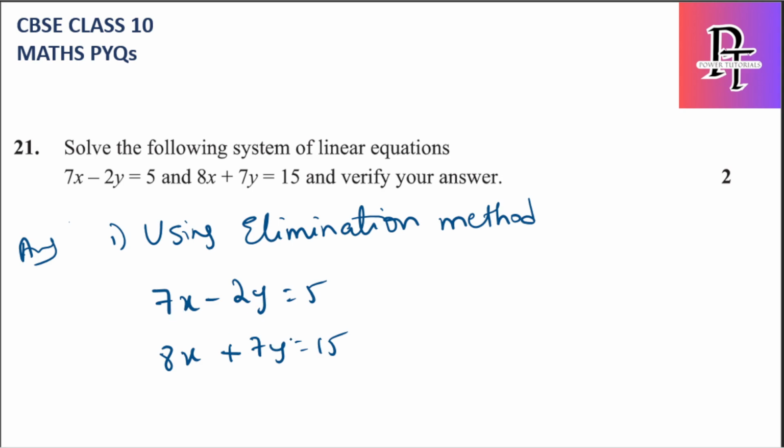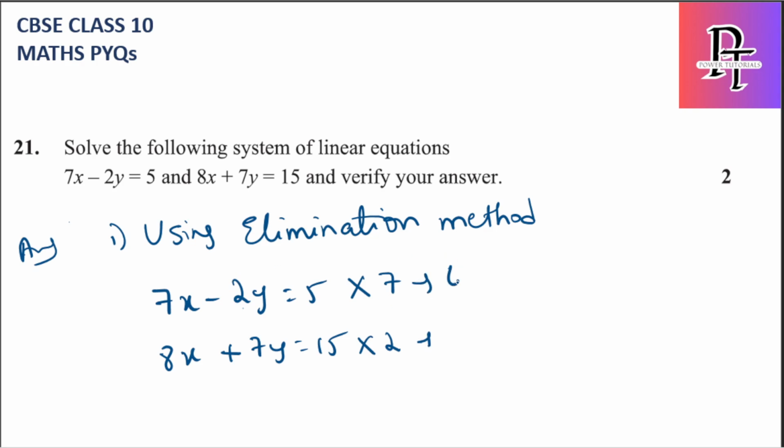To eliminate one variable, what I have to do is make the coefficient of one variable the same for both equations. Here you can see it is 2 and here it is 7, whereas here it is 7 and 8. So these are big numbers compared to the y variables. So let's try to eliminate y. How to eliminate y? Here it is 2, here it is 7. So what I will do is, first one I will multiply with 7 and second I will multiply with 2. Let's see what will happen.